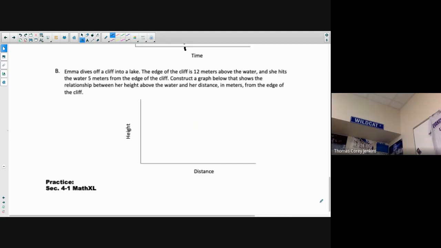All right, so on this axis, this is distance from the cliff. This axis shows height above the water. So we can assume that where y equals 0, that is the water. Okay, so we know that she starts up above the water, 12 meters above it. So let's just say that's right there. We don't have to label these with numbers, but I will there. And then we also know that she lands 5 meters from the cliff, right?